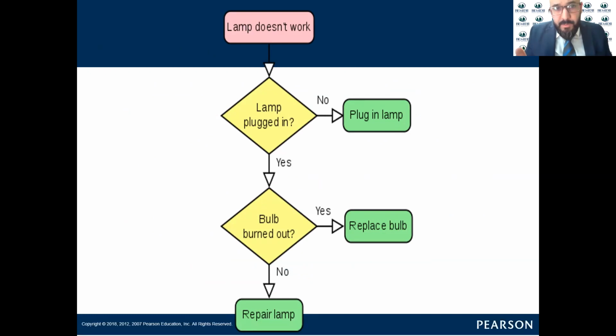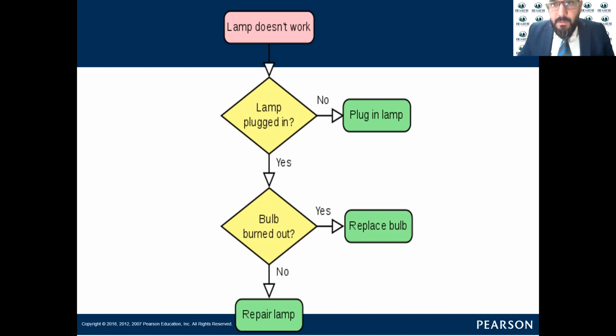We have an issue: the lamp doesn't work. Now you have to ask yourself, is the lamp plugged in? As you see, this diamond shape means a decision. Before we go to the yes, let's go to the no. No, it's not plugged in, so you have to plug in the lamp. If yes, is the bulb burned out? If no, repair the lamp. If yes, replace the bulb. So this is just a simple example that shows you what a flowchart diagram is.